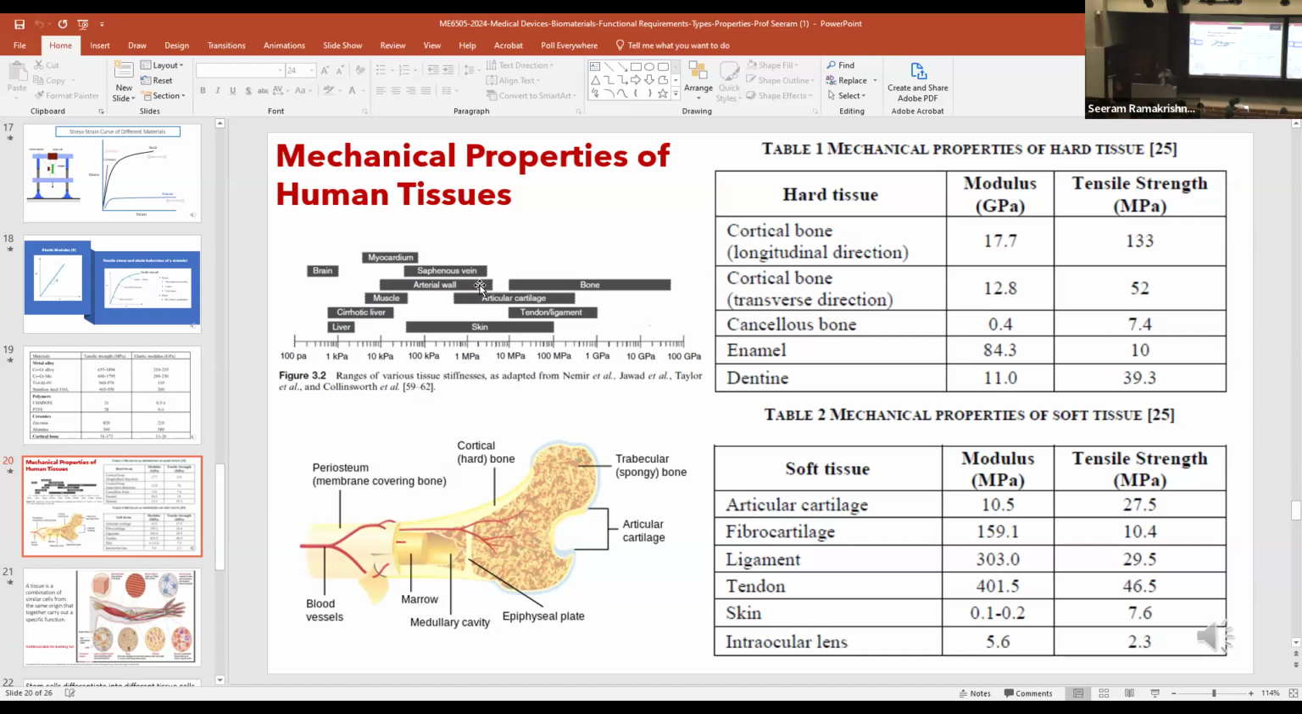So if you look at the leftmost comparison here, I like this one very much. Here we compare skin, tendon, bone, and also the brain. So look at the brain. The softest part of your body is actually the brain. So you have the skull. Of course, you can see my skull. It's very, very tough. But inside, the brain is very, very soft.